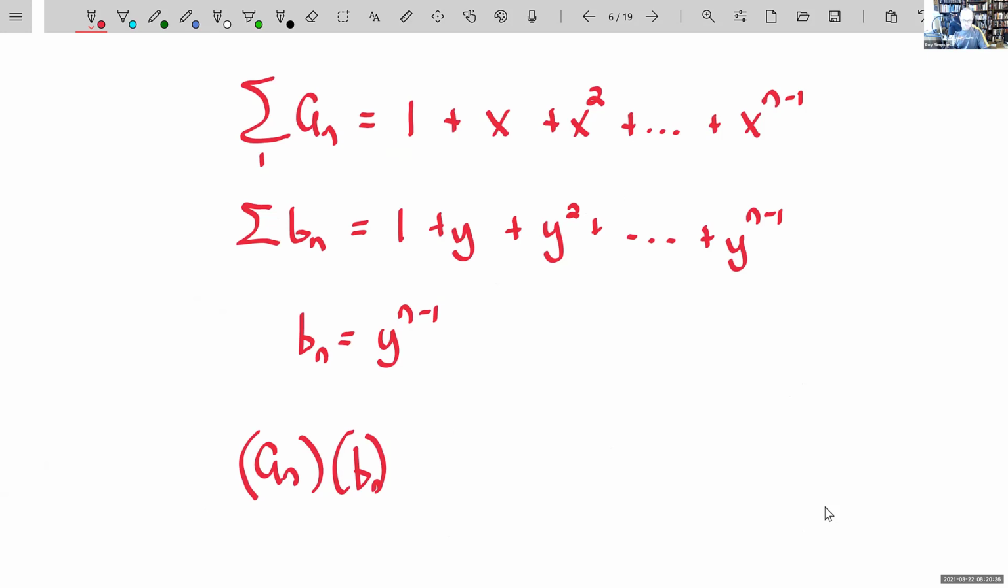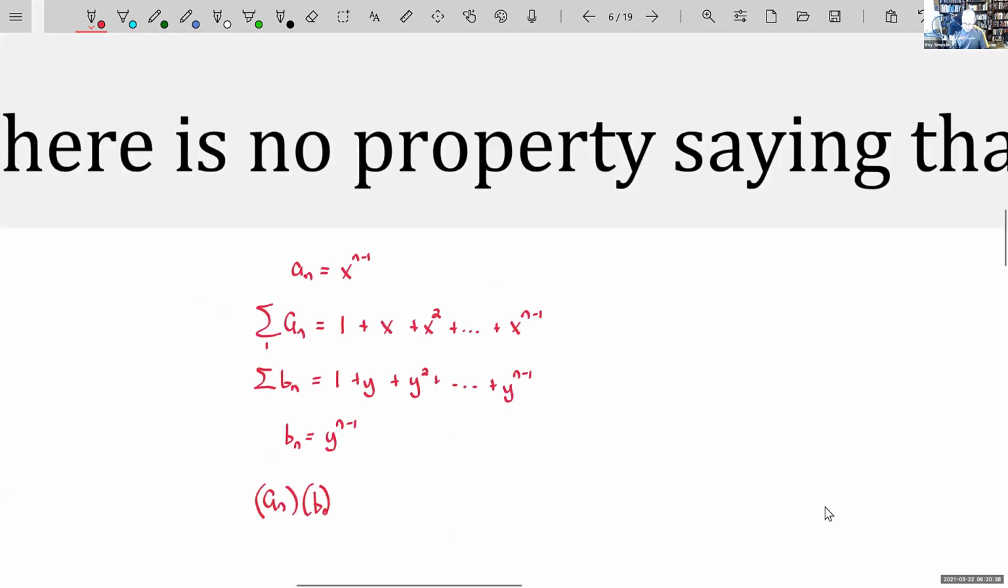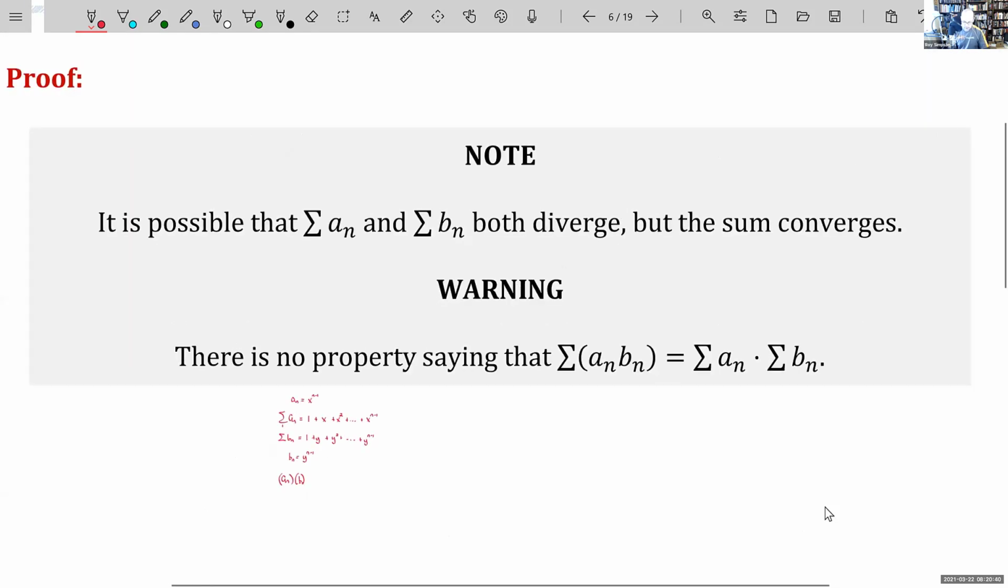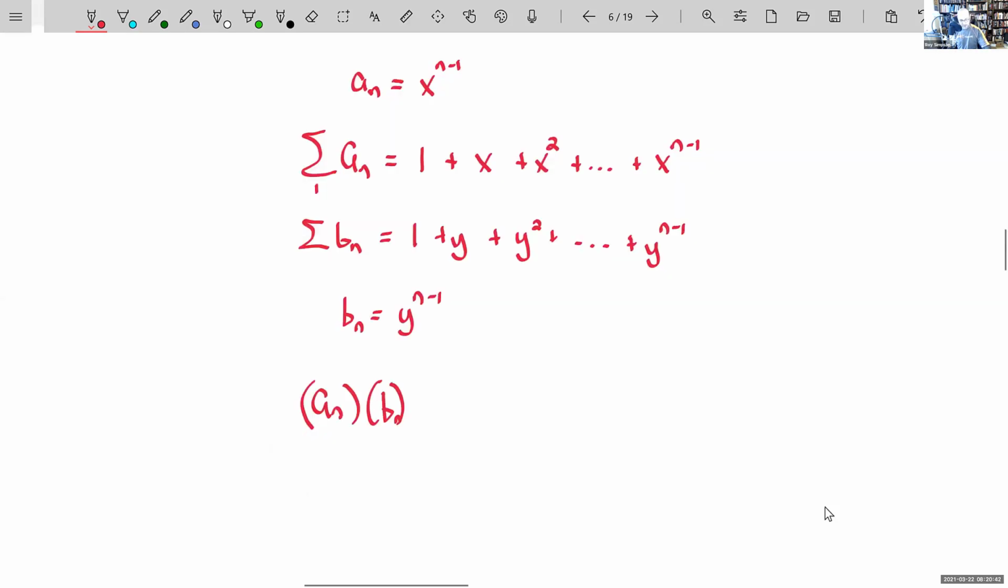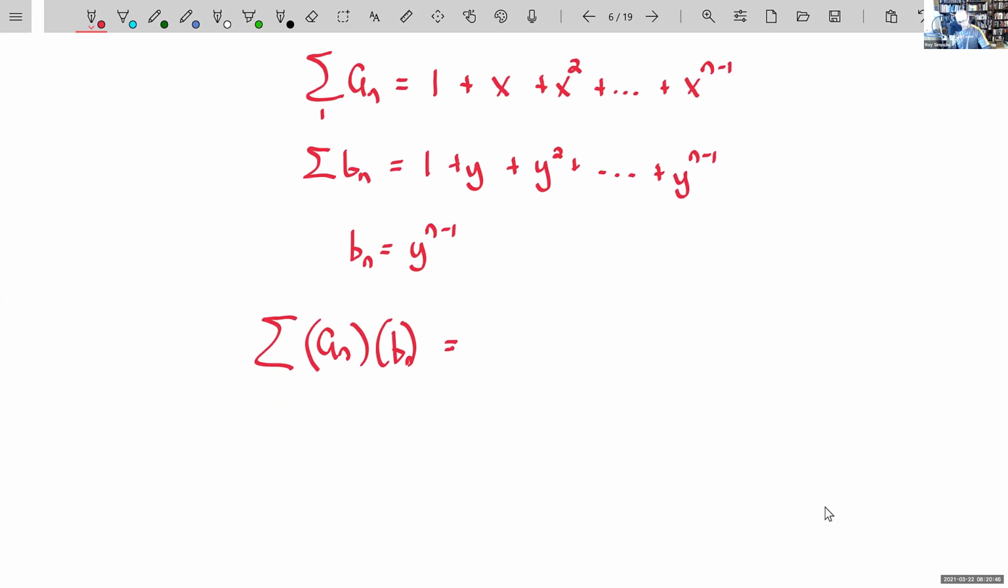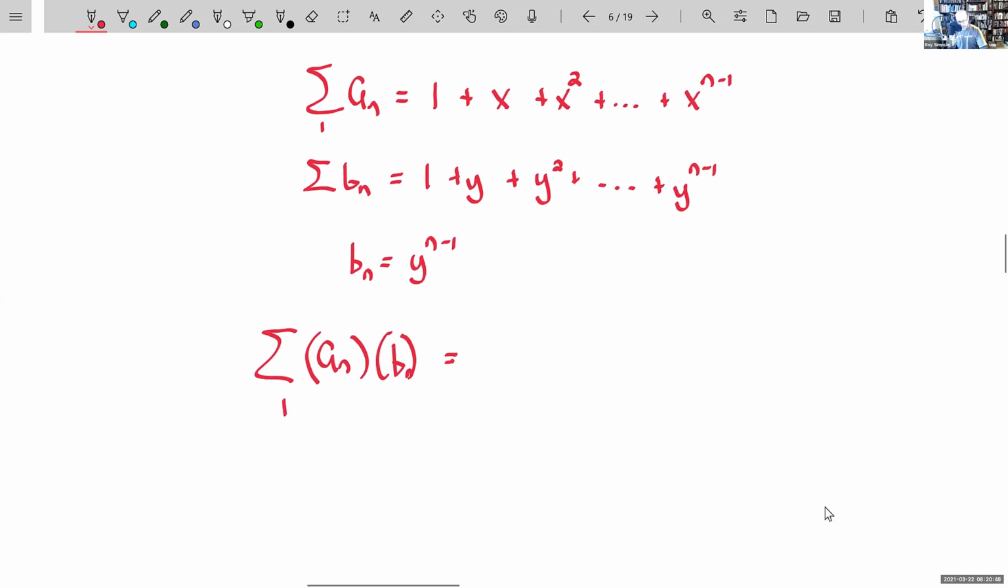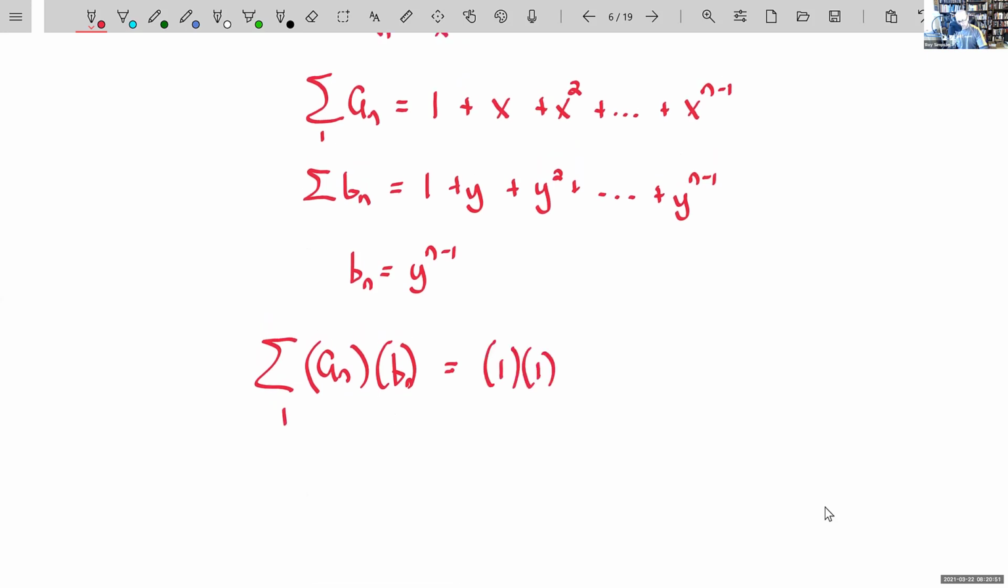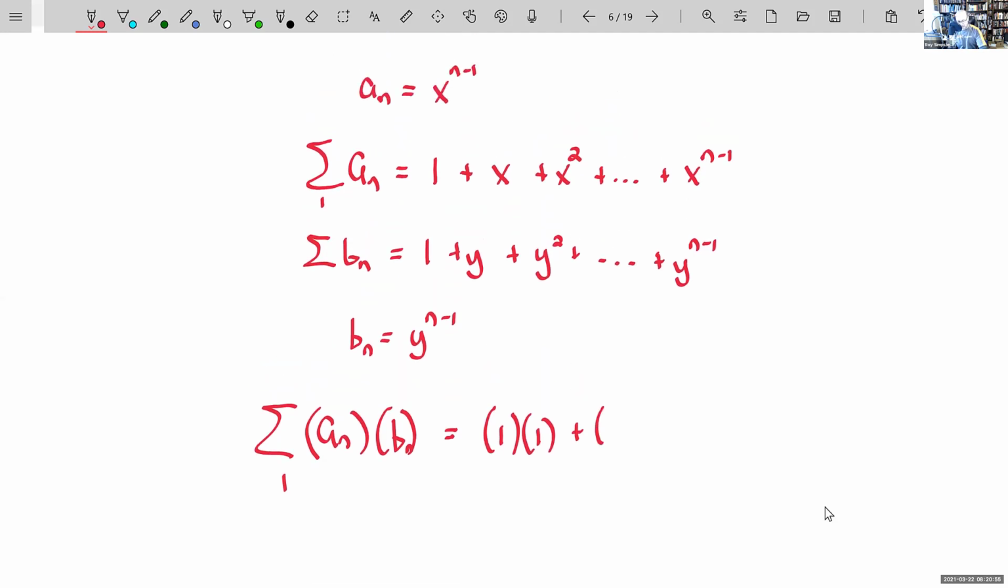Let me zoom out to make sure that I'm writing this down. A sub n times b sub n, and summing it up. Well, if you did that, starting at 1, that'd be 1 times 1 plus. Now going to 2, that would be x times y plus. Now going to 3, that'd be x squared times y squared plus dot, dot, dot.